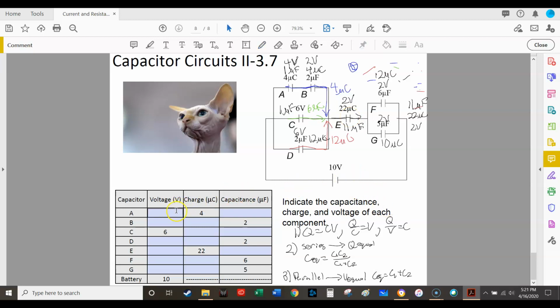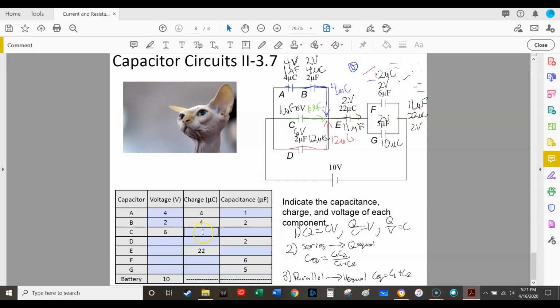And we could actually start putting in our answers. The voltage here is going to be 4 volts. I think some things got shifted when I converted this document. This should be, no, that is 4 microcoulombs. Okay, good. And this is going to be 1 microfarad. Okay, cool. Well, B, we have 2 volts, 4 microcoulombs, and 2 microfarads.